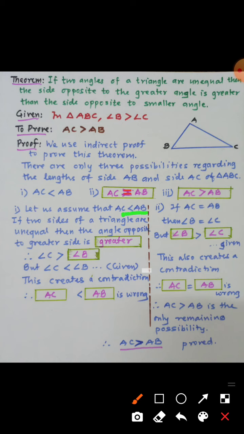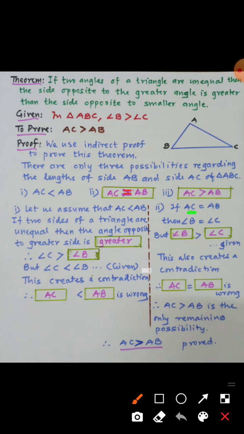If two sides of a triangle are unequal, then the angle opposite to the greater side is greater. We know this theorem. Therefore, we have angle C greater than angle B. But we are given angle C smaller than angle B. This creates a contradiction. So, our assumption AC is smaller than AB is wrong. So we'll consider the second assumption.